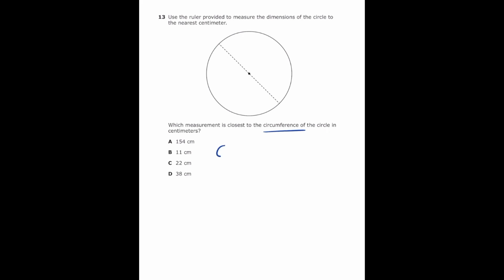So from my STAAR reference sheet, I know that circumference is equal to pi times diameter. So I'm going to get my ruler, and once I measure the diameter, which is all the way across the circle, I should get about 7 centimeters. Now I just have to multiply 7 times 3.14, and once I do that, I'm going to get 21.98, and I can round that up to 22. So our correct answer is going to be letter C.